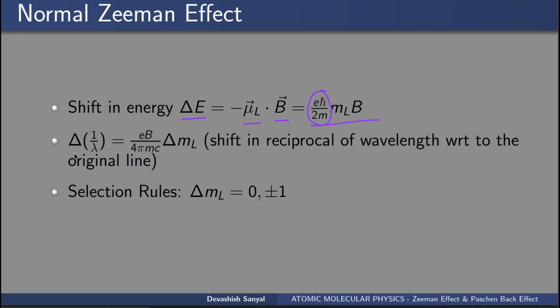So what we get is the delta of 1 by lambda. And what is delta of 1 by lambda? It is the shift in the reciprocal of wavelength of the spectral line with respect to the original line. That is equal to eB by 4 pi m c times delta ML, that is the change in the value of ML. And by selection rule, delta ML can be only 0 or plus minus 1. That's it.